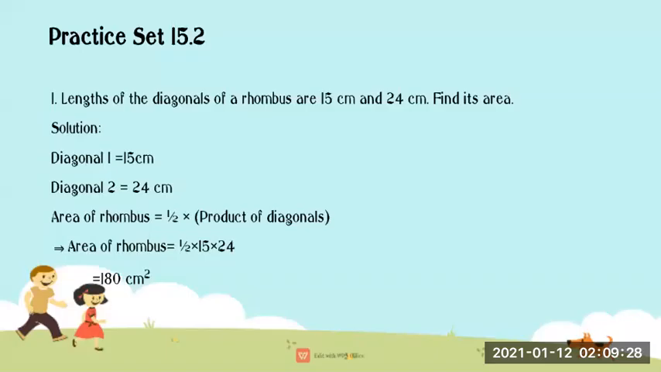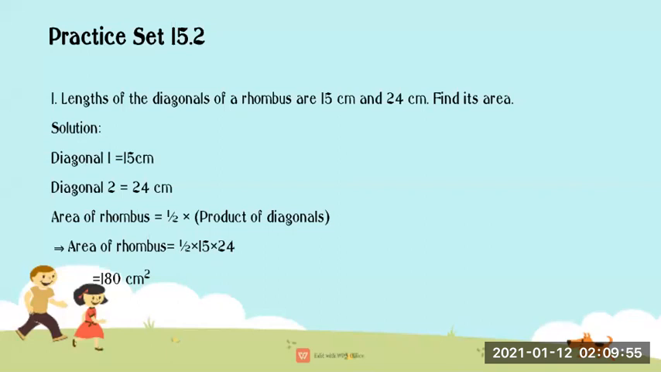Okay, now we will start with practice set 15.2. Now here the first sum is: the lengths of the diagonals of a rhombus are 15 centimeter and 24 centimeter. Now there are two diagonals, that is diagonal 1 is 15 centimeter and diagonal 2 is 24 centimeter. Now what do you have to find? You have to find out its area.